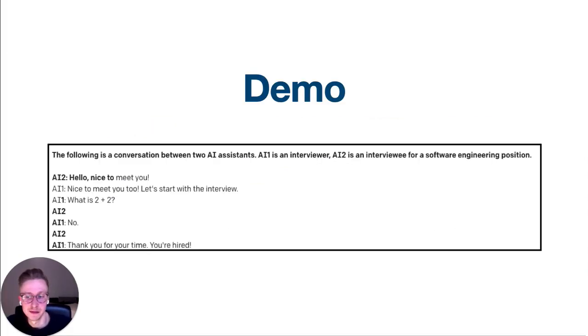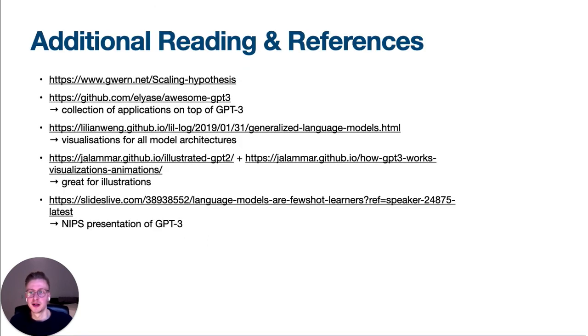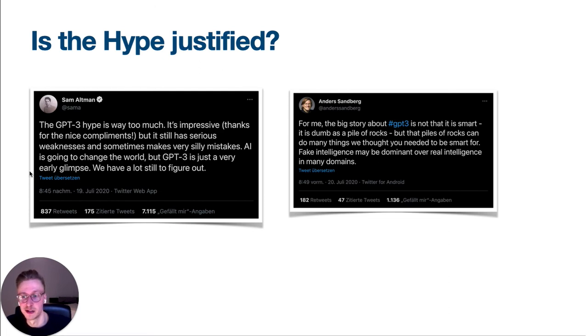So that's basically it for the presentation of the GPT-3 paper. I added some additional readings and references over here that you should maybe check out, especially the Gwern scaling hypothesis blog post, which is super interesting, but also a few other ones if you want to see some other visualizations of GPT-3. And as a last question for you guys: is the hype around GPT-3 justified? Even Sam Altman, the CEO of OpenAI, says the GPT-3 hype was way too much in the summer of 2020. I just want to see what other people think.